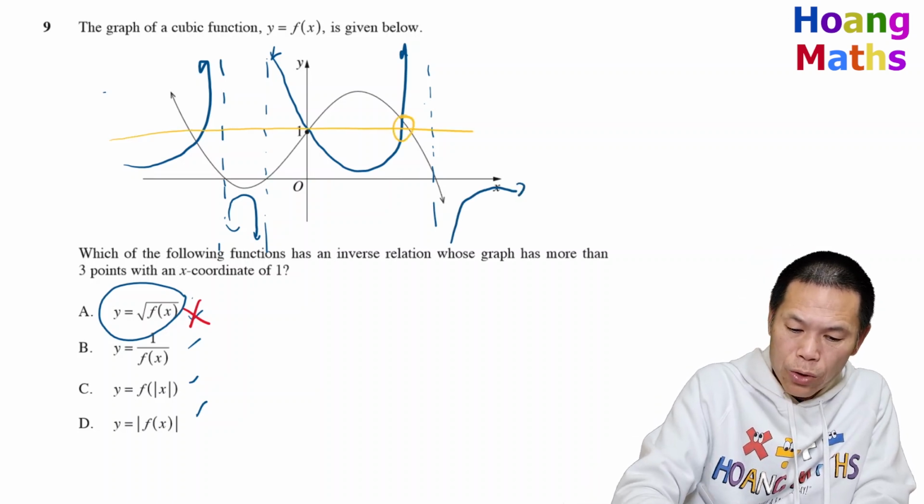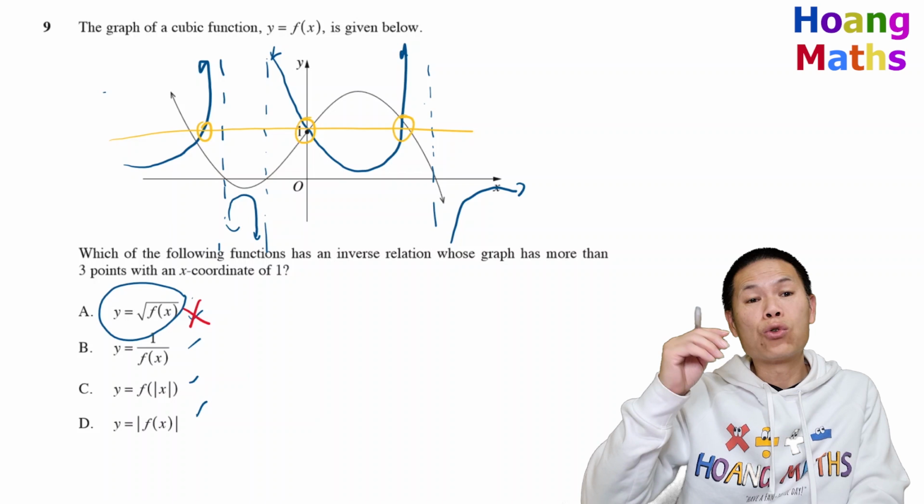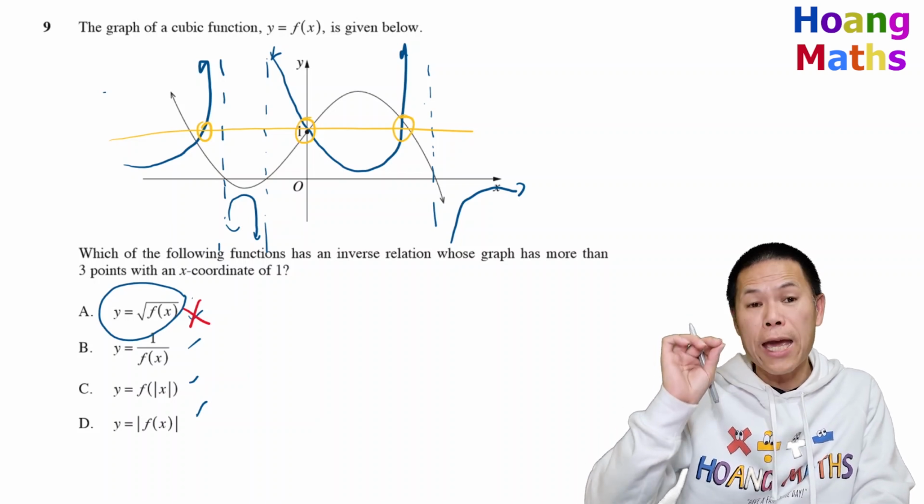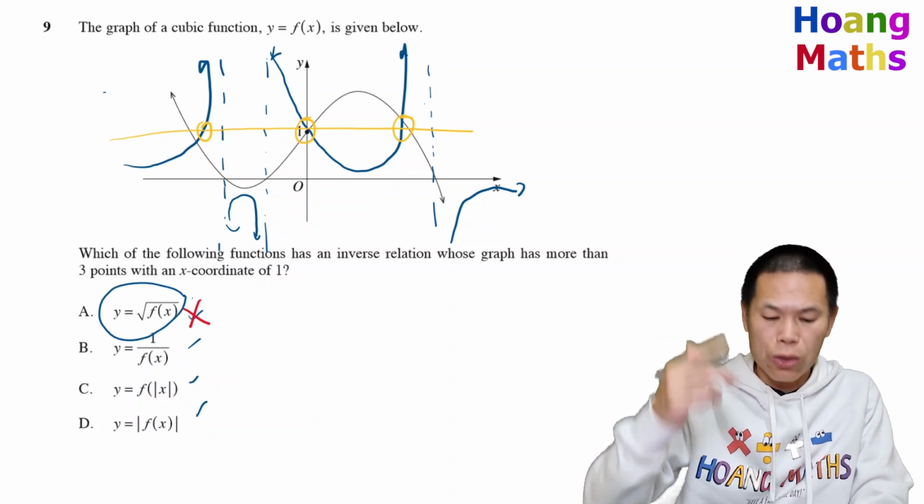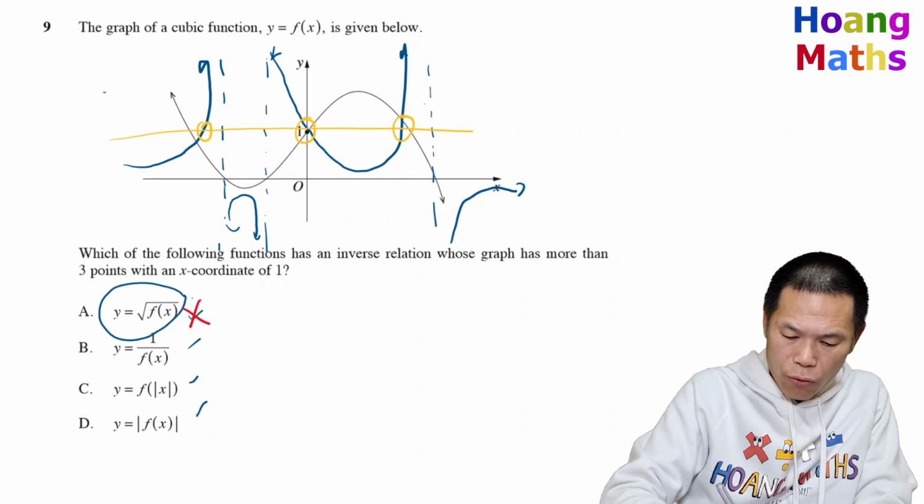So we have 1, 2, 3. So if we draw the inverse function, we have 3 x values of 1. But we need more than 3. So the answer is wrong.